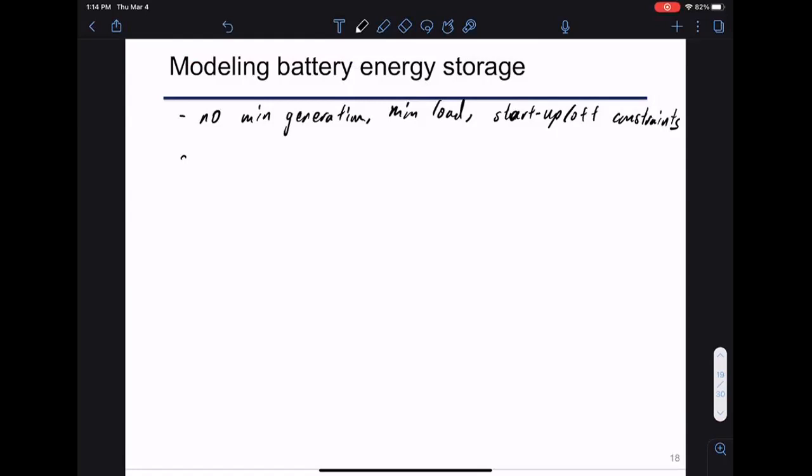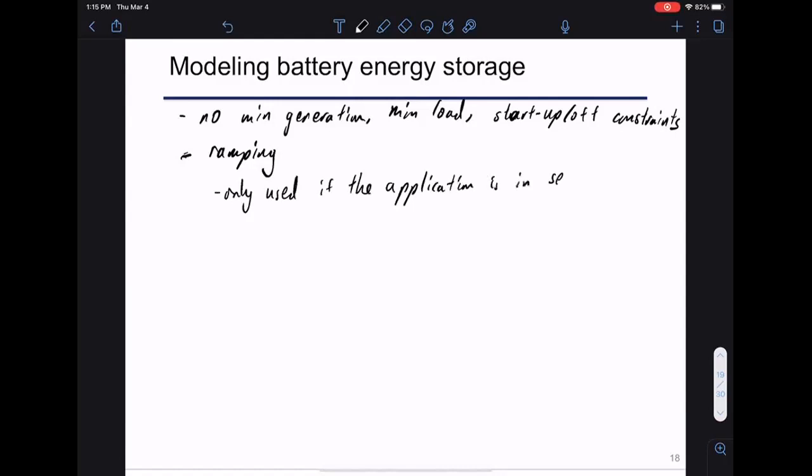And then another consideration we have is ramping. So how fast can you charge up and down, how fast can you ramp up and down? This is sometimes important, sometimes not. This is only used if the application is in seconds time scale. If you're talking about seconds, then how fast you can charge or discharge will come into our consideration.